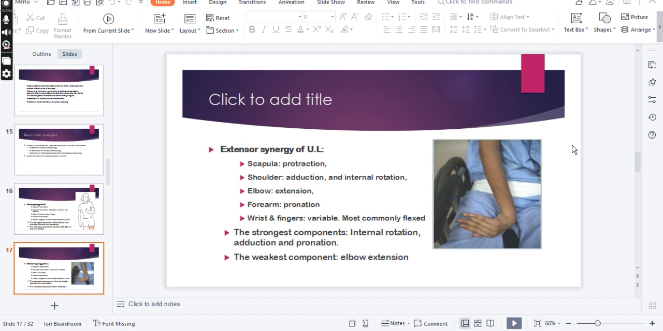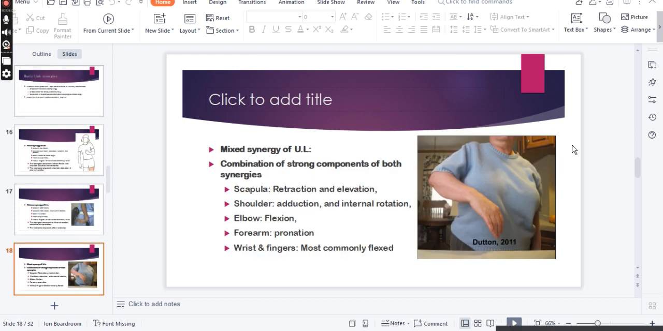The next thing is extensor synergies of upper limb. On scapula there is protraction, shoulder adduction and internal rotation, elbow extension, forearm pronation, wrist and finger variable. Strongest component is internal rotation, adduction and pronation, and the weakest component is elbow extension.